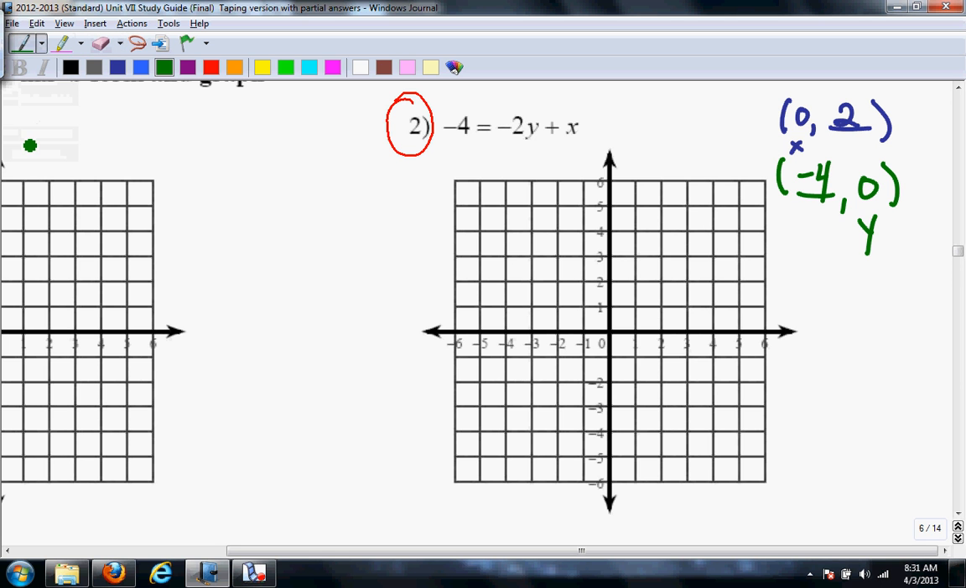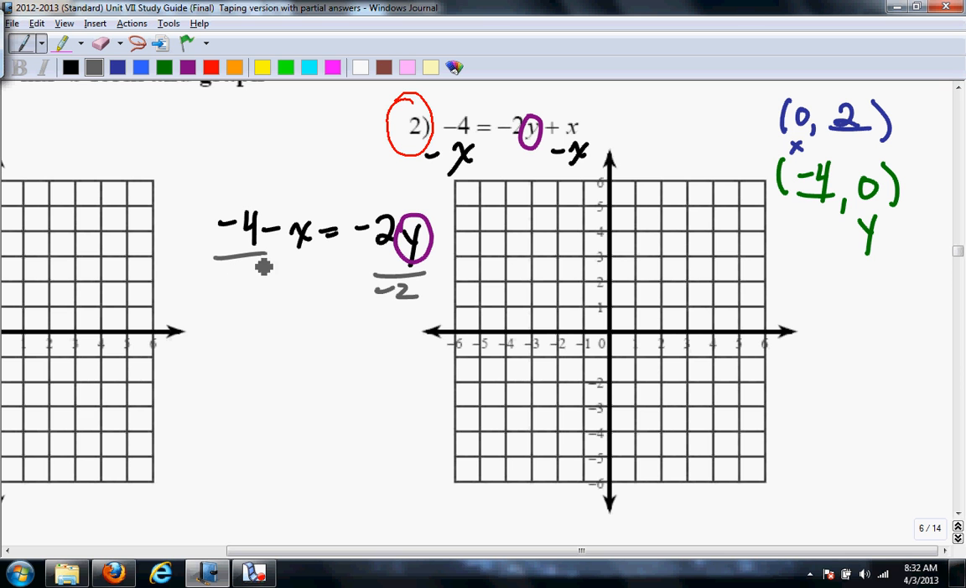Or we can change it to y equals mx plus b. I'm going to do that over here using purple. You start by simply circling the y-coordinate. And you ask yourself, what does it take to get y by itself here? We're going to go ahead and minus x from both sides. And we get negative 4 minus x equals negative 2y. Again, your goal is to get y all by itself. So we're going to divide by negative 2.